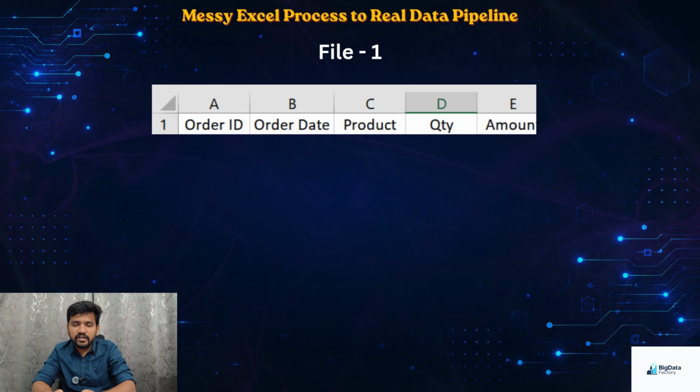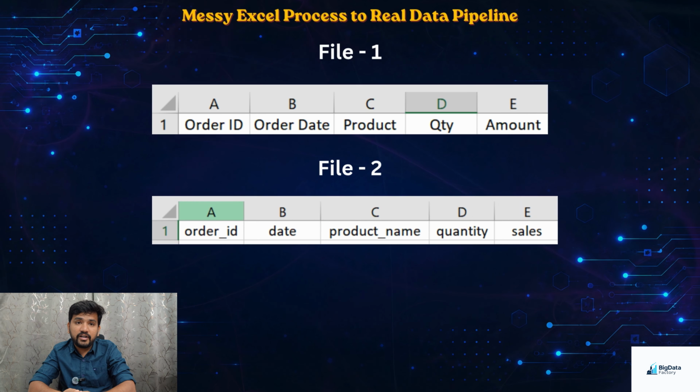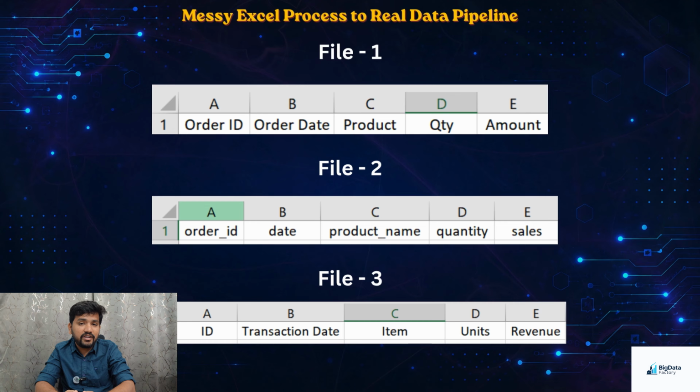Now let's look at the kind of mess we are dealing with. In one file, the columns are order ID, order date, product, quantity, amount. In another file, order ID, date, product name, quantity, sales. In another file, ID, transaction date, item, units, revenue. These all mean similar things, but a computer does not know unless we teach it. This is where many beginner projects feel unrealistic. They assume every file has the same perfect schema, but real business files often do not.